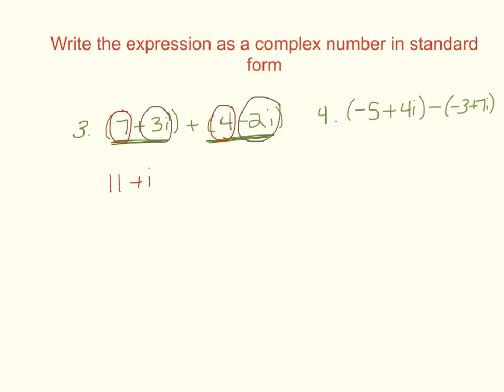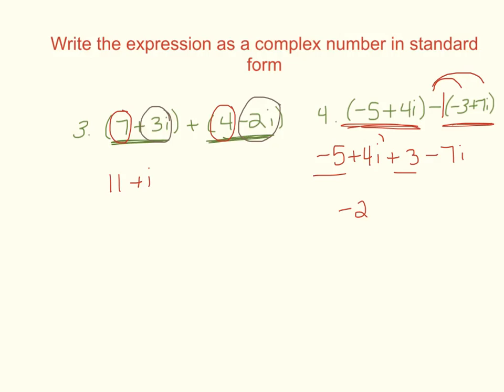On number 4, we're actually subtracting this minus this. So there's a couple different ways that you can do that. You can think of this as multiplying by a negative 1 in that second set of parentheses. And you can distribute that negative 1 to both parts and just rewrite the whole thing. So that would be negative 1 times negative 3 is positive 3. Negative 1 times 7i is negative 7i. And then add your like terms. Negative 5 plus 3 gives you negative 2. And 4i plus negative 7i gives us negative 3i. That's one way to look at it.